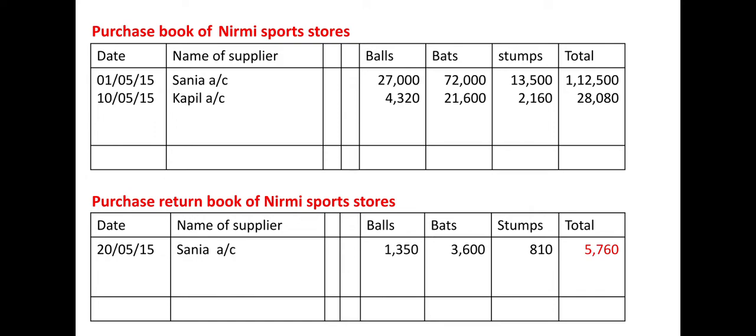Okay, now we are in a very important transaction that is a bit difficult, so please focus. Now date is 25th of May. The question is like this: half of the goods purchased from Kapil were sold to Sehwag after adding 20% profit.